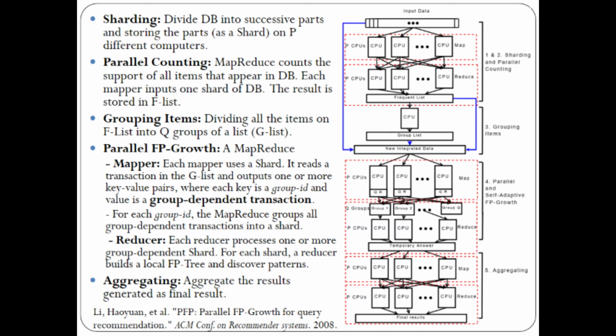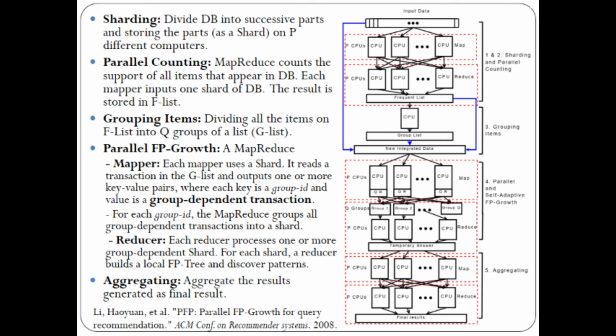And how do you group them? You divide all the items in the F list into Q groups, meaning Q item sets. And then you do the list generation, and you say that the G list is the new list created with the help of grouping those items. Then you again start doing parallel computation for FP growth. First, you did parallel computation of map reduce for generation of group items, and now you start doing another map reduce for analysis of FP growth.